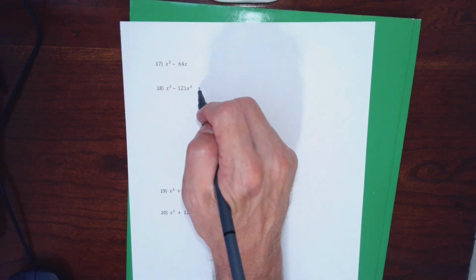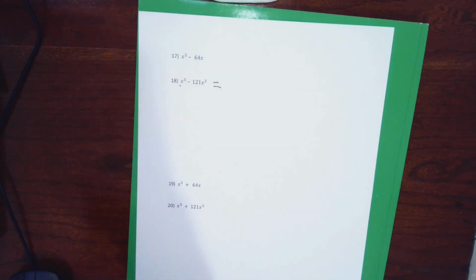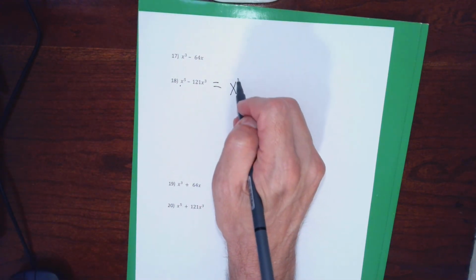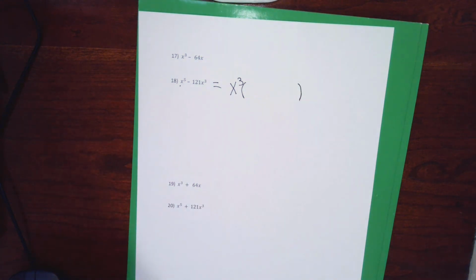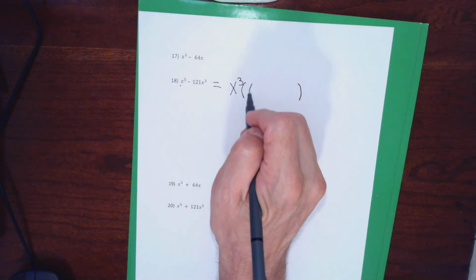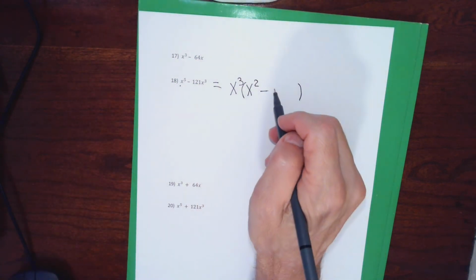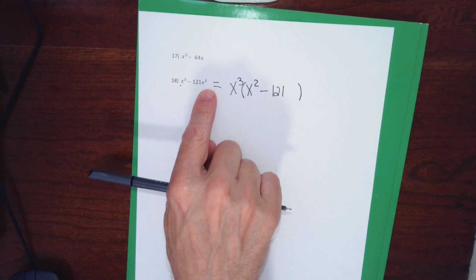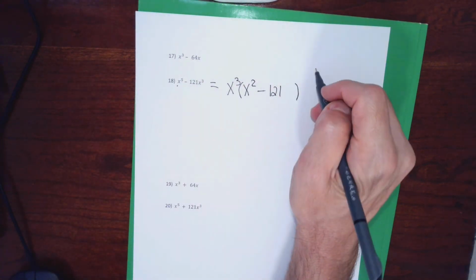I'm going to start with problem 18. Both terms have an x, and when you have a variable in common, you take the smaller exponent. The smaller exponent is the x cubed. I'm going to factor out my x cubed, which means take 3 x's away from the x to the 5th and be left with an x squared. I'm not factoring out a negative, so I'm not changing any signs. After the negative sign, I didn't factor out a number, so I still have the 121, but I took the entire x cubed away. What's left in my parentheses is a difference of squares.